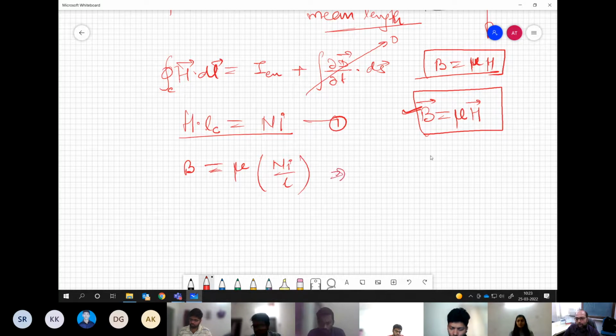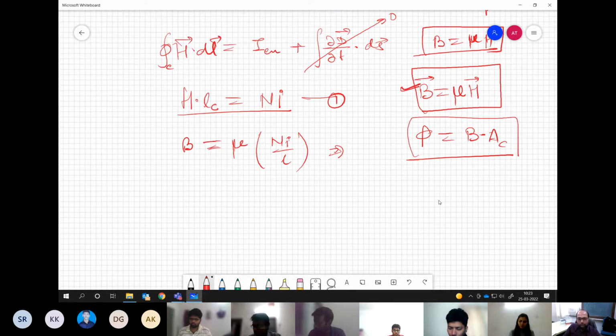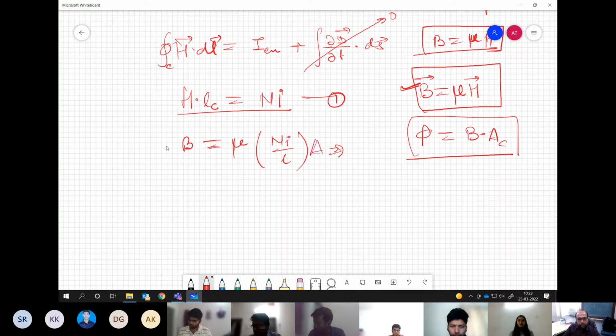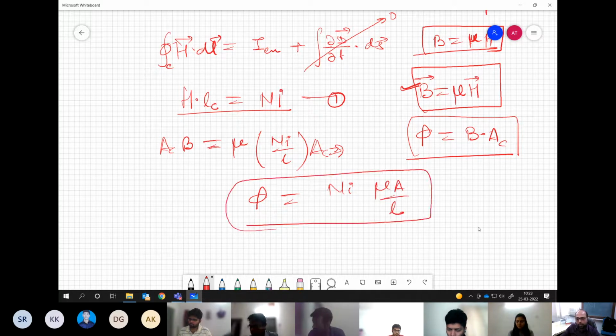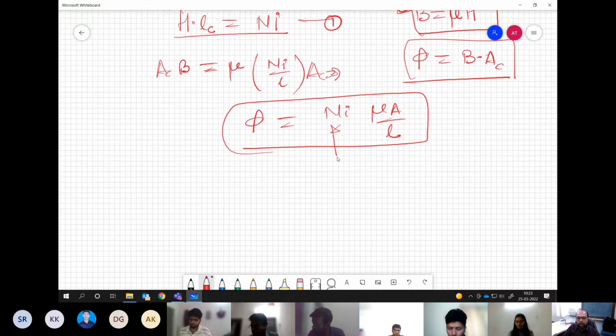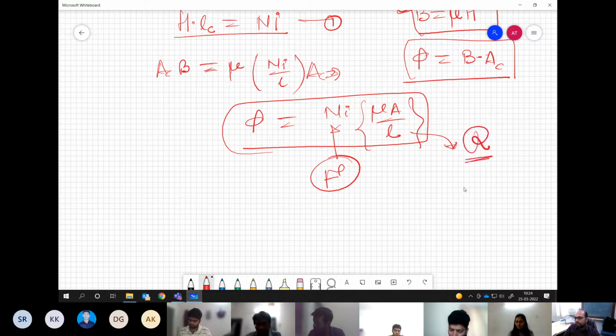And we know that our core area is uniform. So flux is nothing but flux density into the core area. Correct? So what we are finding here is that if you multiply AC on both the sides, your flux comes out to be something related to this form. Now this component which is coming over here, Ni, we have defined as F, the MMF. And this part which is coming over here is defined as reluctance.